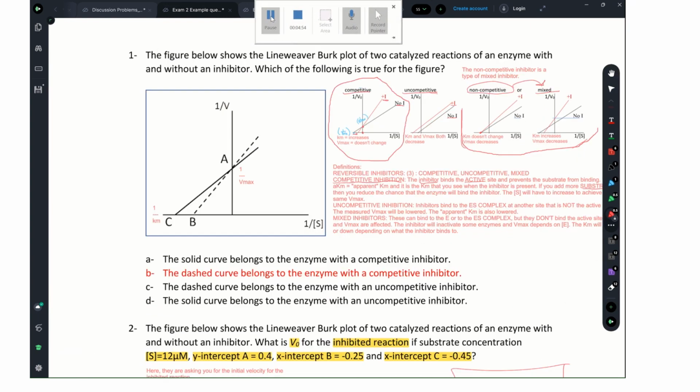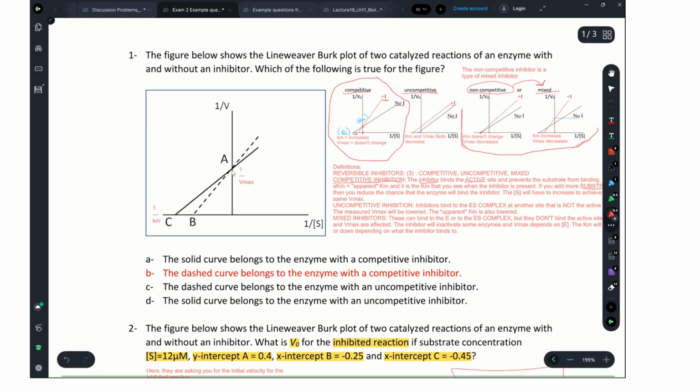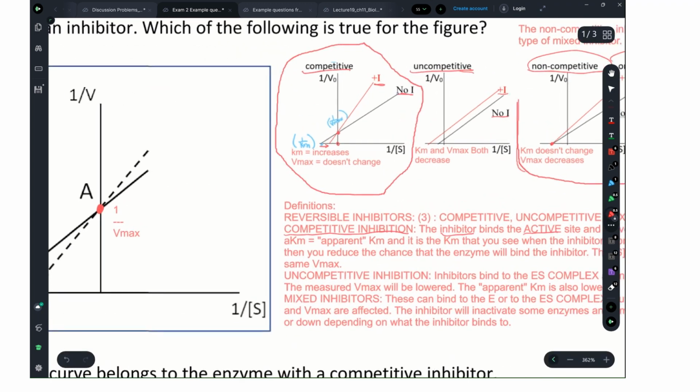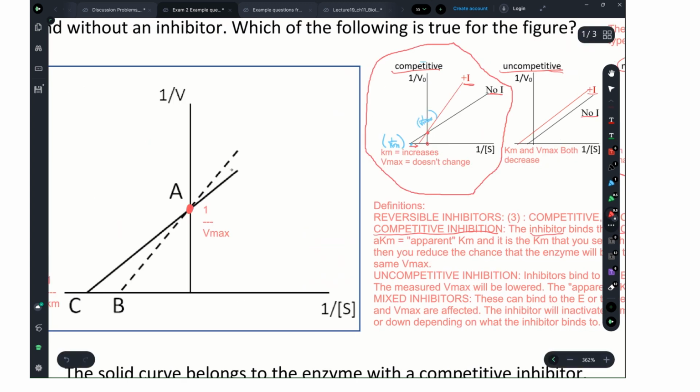Okay, so they're asking which of the following is true for the figure. If you look at this figure, we can see that whether you have the inhibitor or not, they both cross at the same y-intercept, but the x-intercept is different. And if we remember from our graphs, we can see that this is a competitive inhibitor. And so we can see that this dashed line is the inhibitor, and this is no inhibitor.